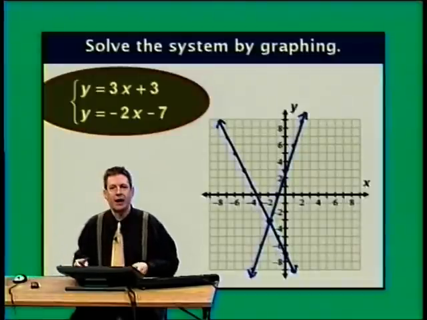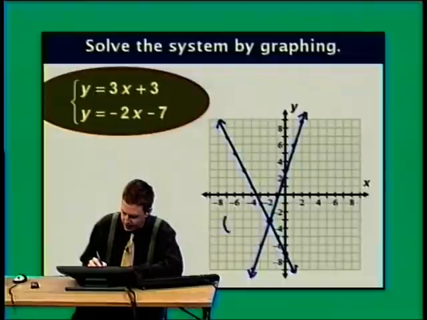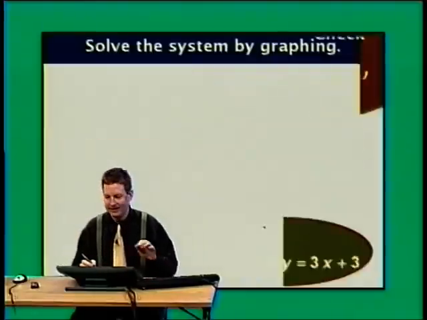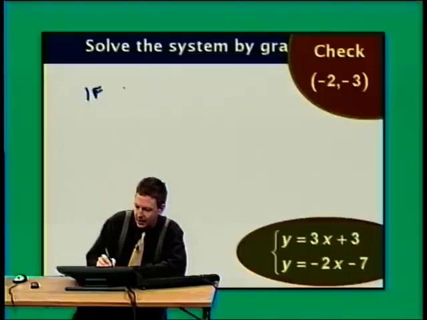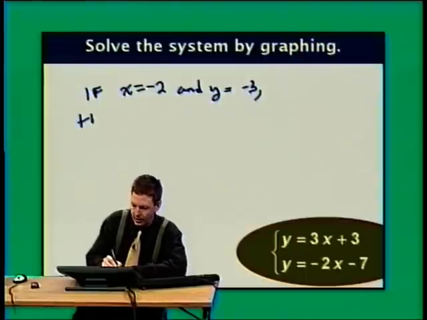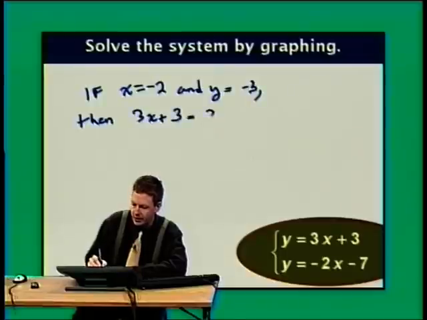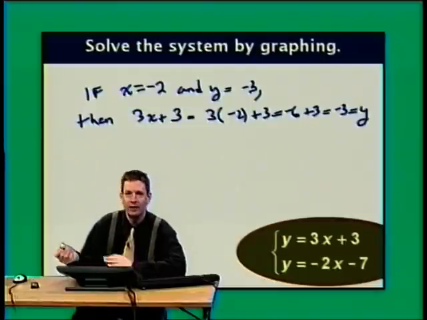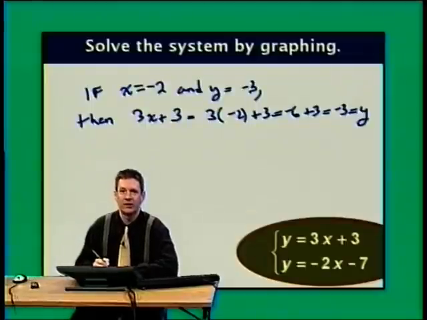And I feel pretty confident that the solution here is going to be the point negative 2, negative 3, but you know I'm going to check. So let's do that. If x equals negative 2, and y equals negative 3, well then, 3x plus 3 is going to be 3 times negative 2 plus 3. That's negative 6 plus 3, which is negative 3, which is y, which is what we wanted to happen. Y equals 3x plus 3.